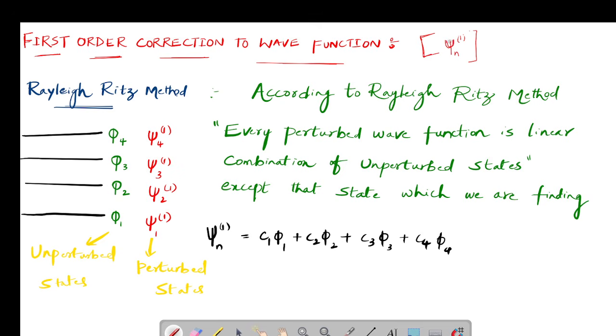In the earlier classes, we have seen the expansion and we have seen zeroth, first, and second order perturbation equations. Also, we have seen the first order correction to energy. In this class, we are going to discuss the first order correction to wave function, psi n power 1. To find this correction, we need to understand what is the Rayleigh-Ritz method, and also we need to know what is the completeness rule.